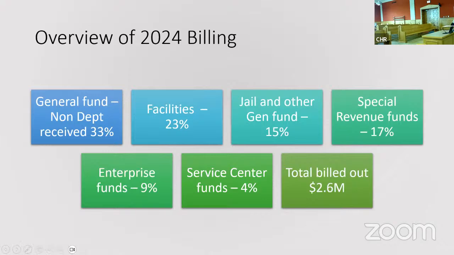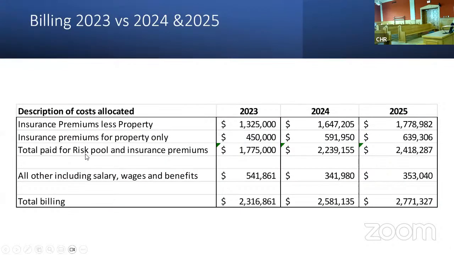The other thing I discovered, here's a breakdown of what I currently have in there, is billing 2.6, 2.7 for 2025. But like I said, I need to probably go back and change that because the risk pool number is higher.